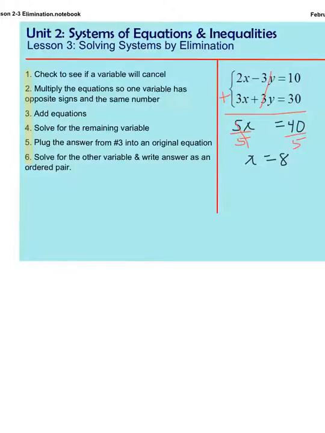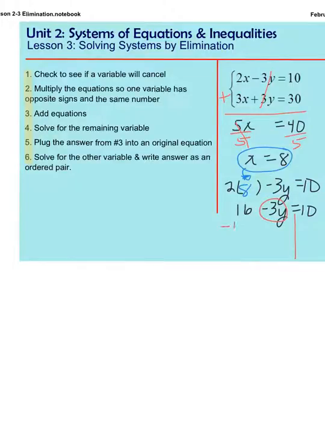So I'm going to take the 2x minus 3y equals 10. Then I'm going to take this value for x and I'm going to put it right in here. So to put the 8 right in there. So 2 times 8 is 16 minus 3y equals 10. Solve for y.